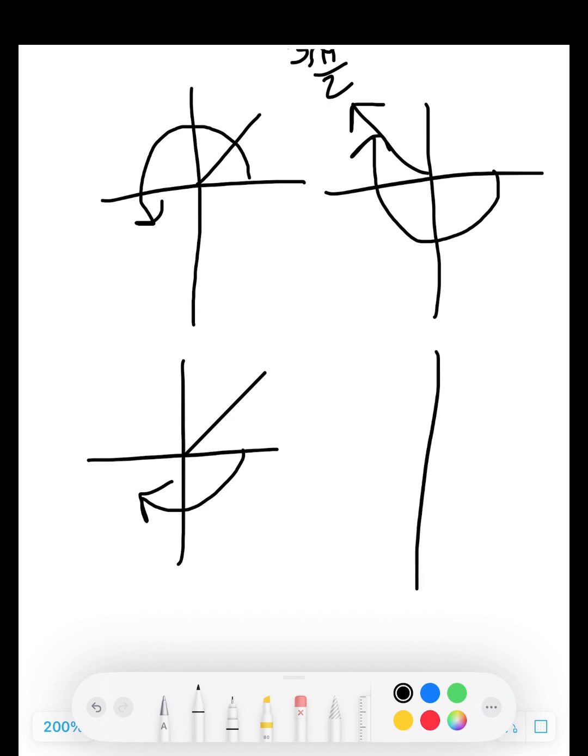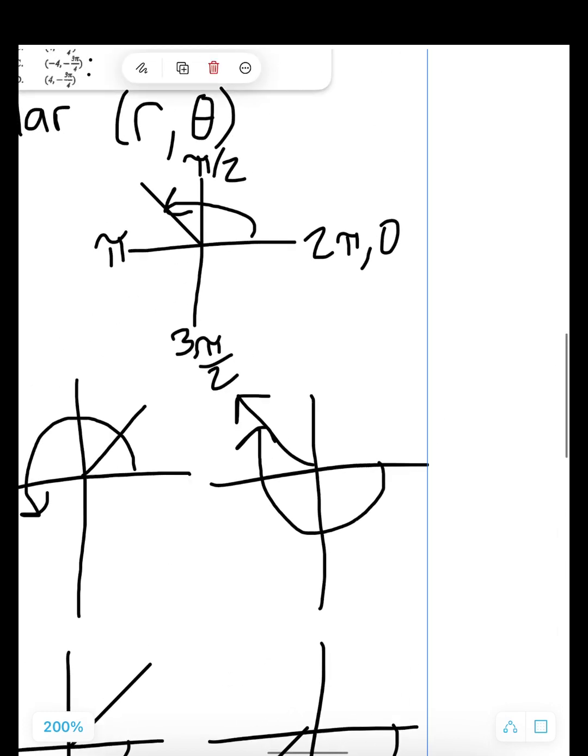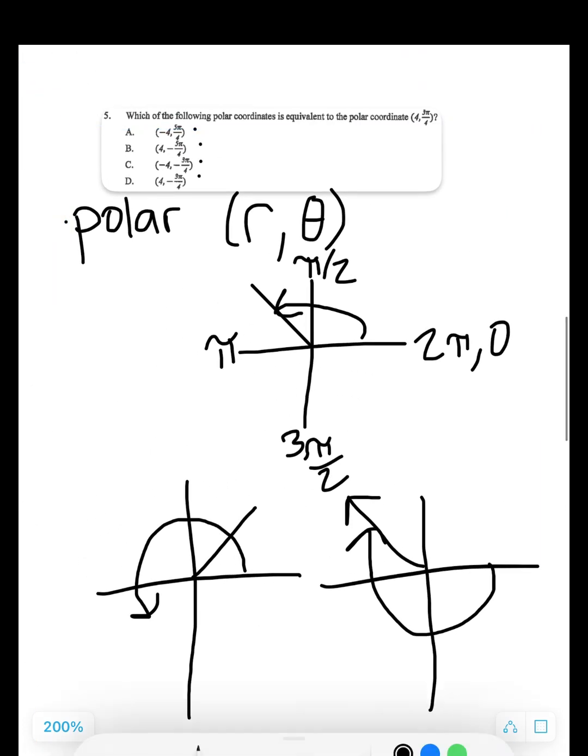And for that last one, we're moving negative 3 pi over 4 again, and we're moving a positive 4, so that puts us in the third quadrant. So, as you can see, the only one that matches with our original graph is B.